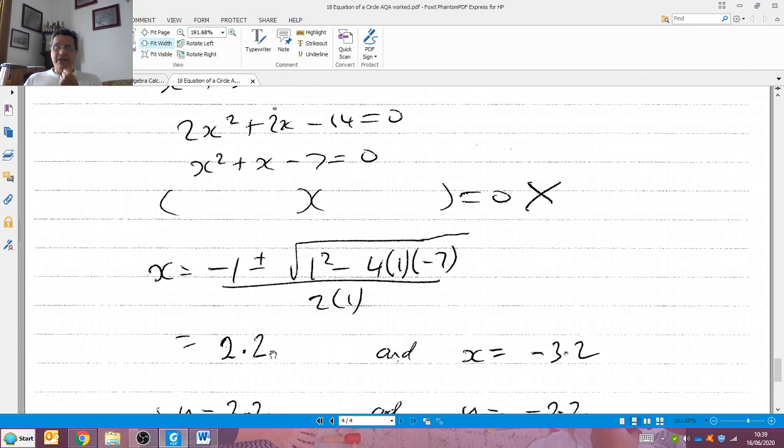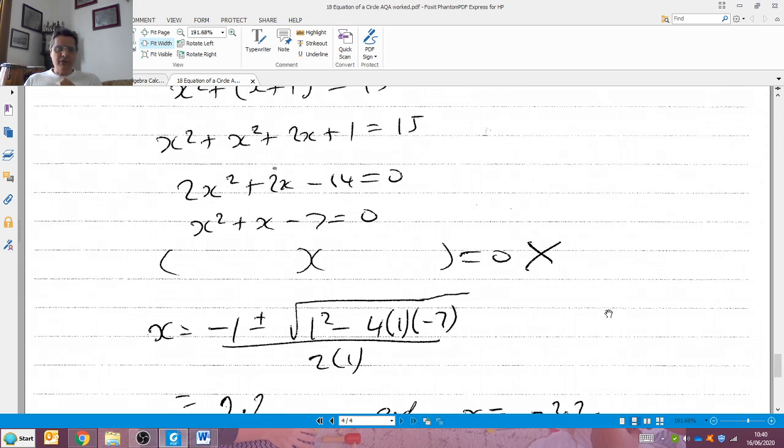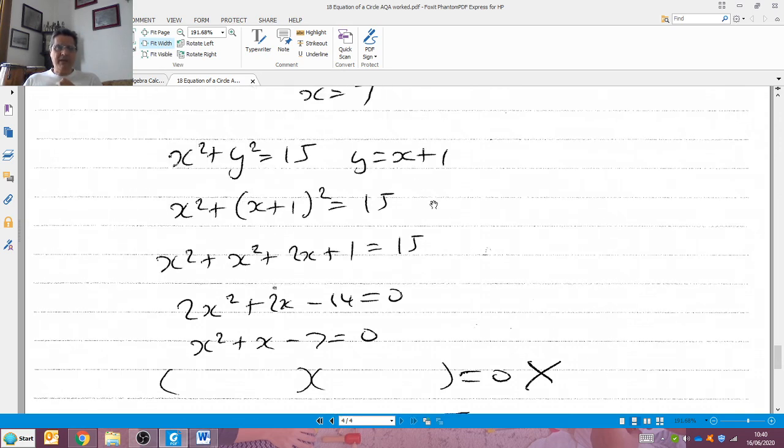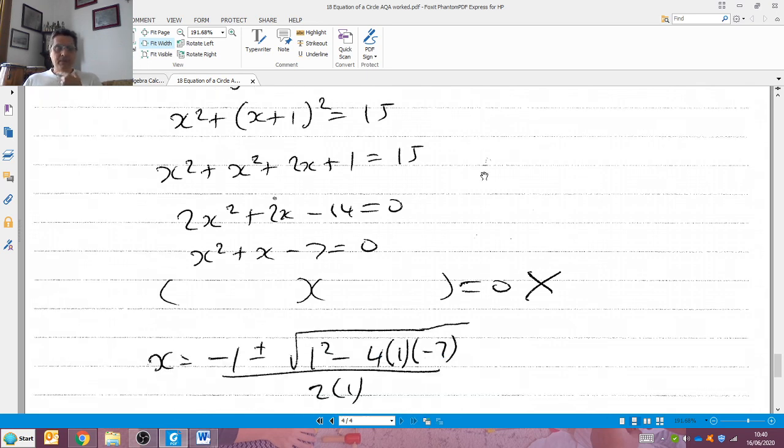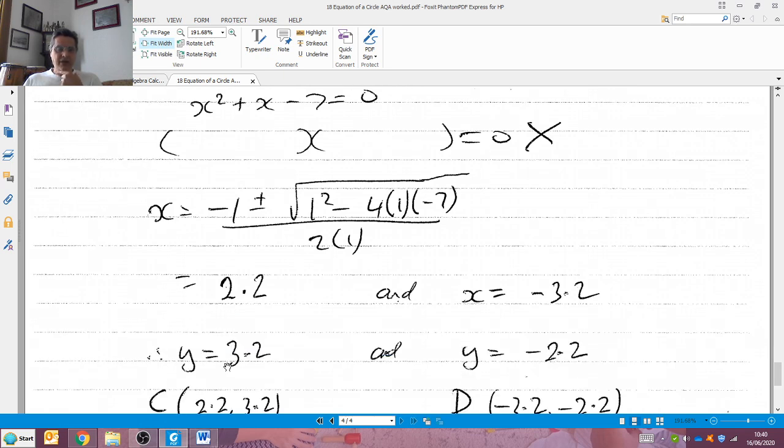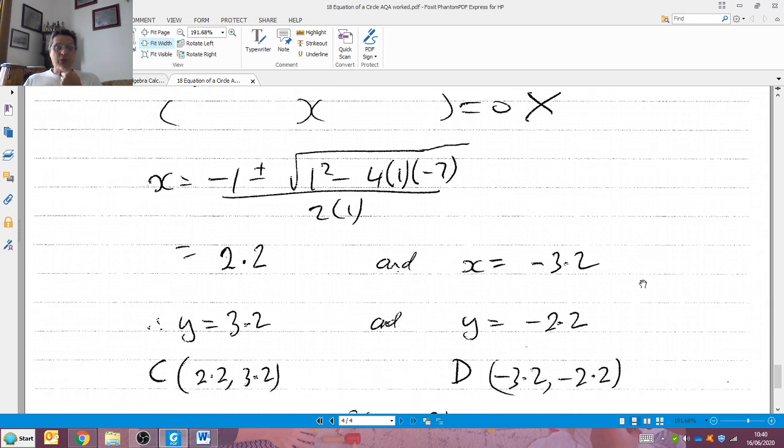You get x equals 2.2 and x equals minus 3.2. So how do you get the y's, sir? Oh, straightforward. If you know that y equals x plus 1, you put each of the x's in there to work out their y's just by adding 1. So there it is. So if you add 1 to that, you get that. If you add 1 to that, you get minus 2.2. So these are my 2 coordinates, 2.2, 3.2. That's for this little set, and minus 3.2, minus 2.2. That's for this little set. Okay, I'm on grade 9 already.